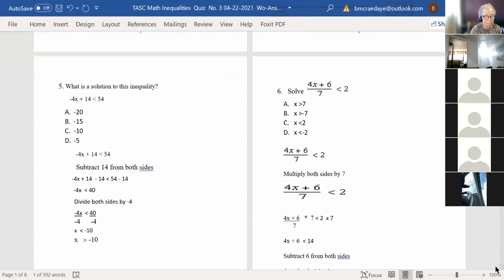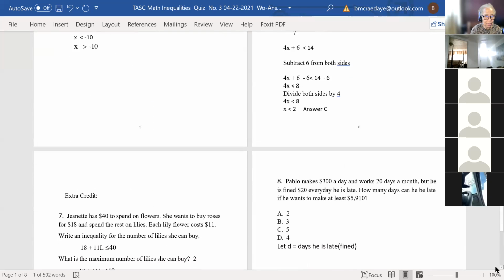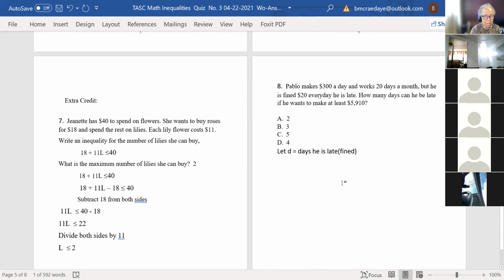So I'll put my symbol here. You said greater than or equal, and you're correct. So let's just put our symbol here. Now, what goes on the right, Alba? He wants to make at least what? $5,910. There we go. That's what he would like to make. So that's what we put here on the right. 5,910. Okay.